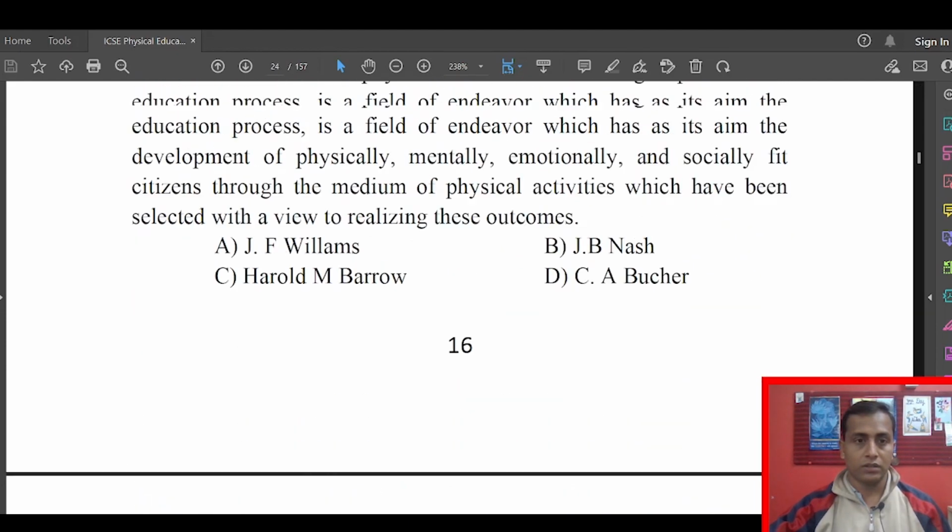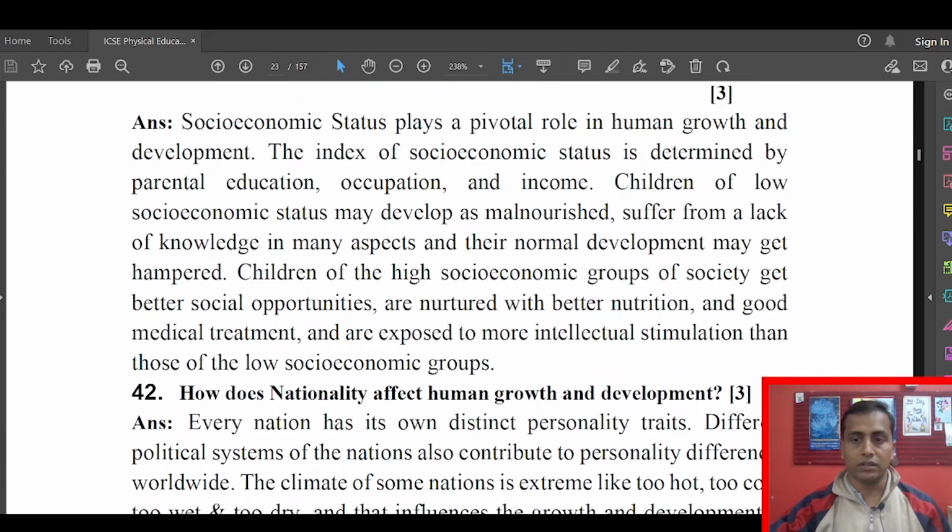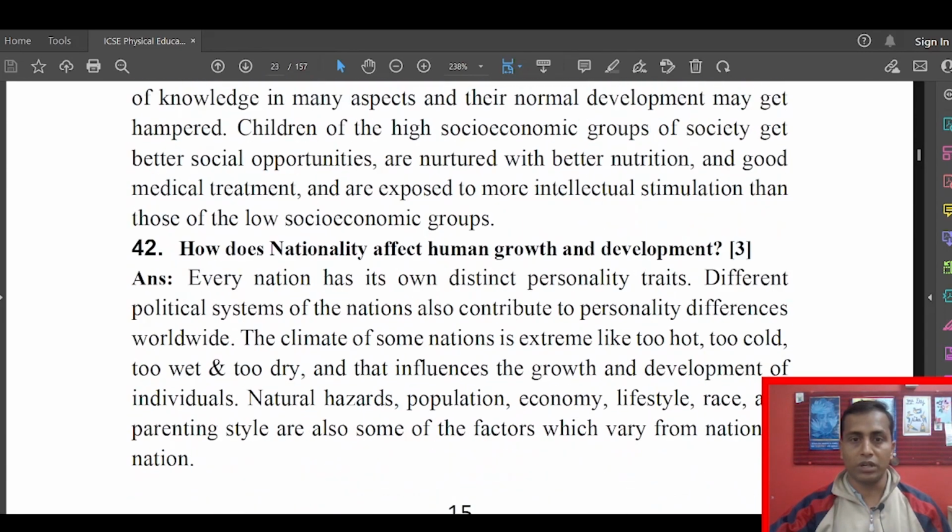You can see a total of 42 questions given from human growth and development.